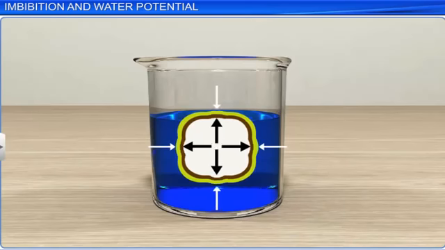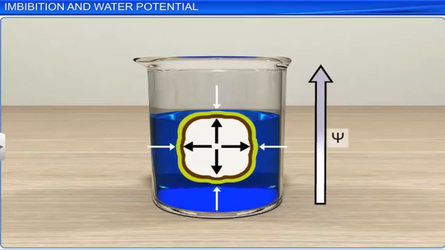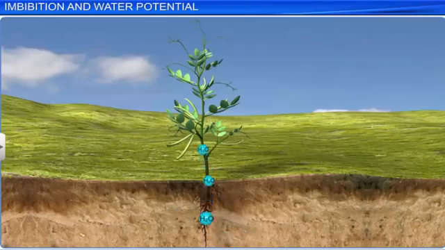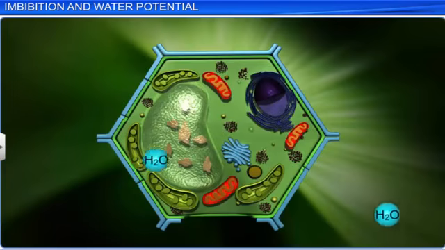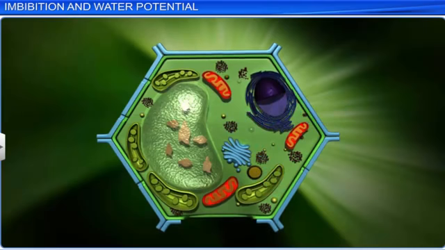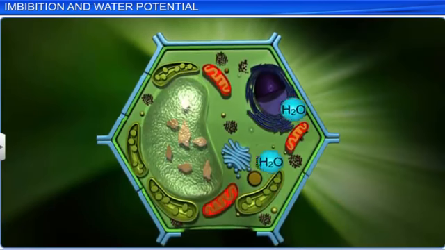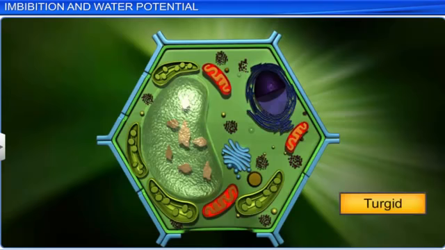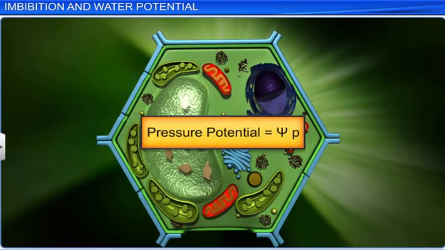But if pressure greater than atmospheric pressure is applied to pure water or a solution, it results in an increase in water potential. When water enters a plant cell due to diffusion, it builds up pressure against the cell wall, causing the cell to become turgid. This pressure that is applied by the protoplasm against the cell wall is called pressure potential. Pressure potential, which is denoted by psi p, is usually positive.